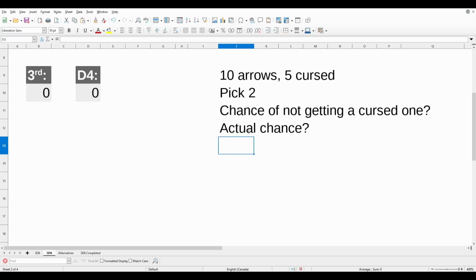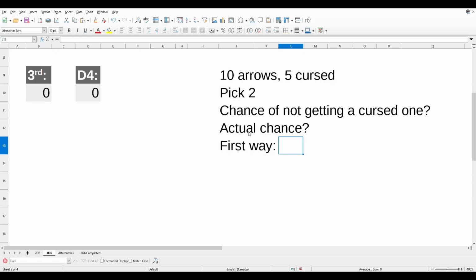So what's the actual chance? Not rolling this on D&D dice, what's just the actual chance of not getting a cursed arrow? I did learn about this wonderful thing called the XKCD Explained Wiki, which has an explanation for some of this. They don't do the grid, but they do have a different explanation of it. They do it in a more convoluted way than is strictly necessary, but we're going to do it both ways. First way. I'm going to pick an arrow out of 10. I have 10 arrows, half of them are cursed.